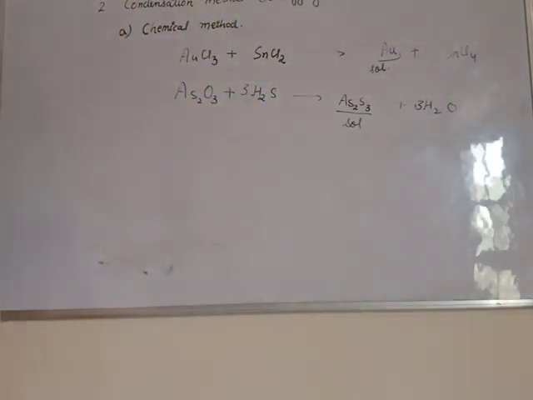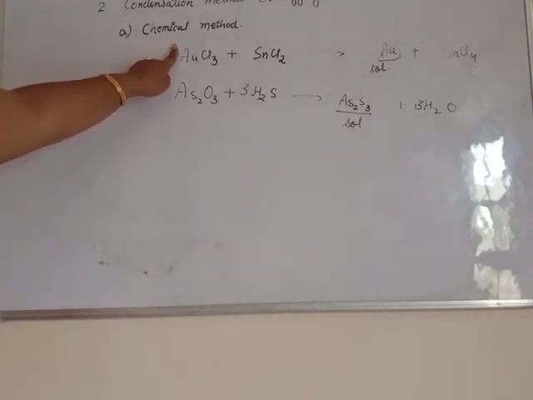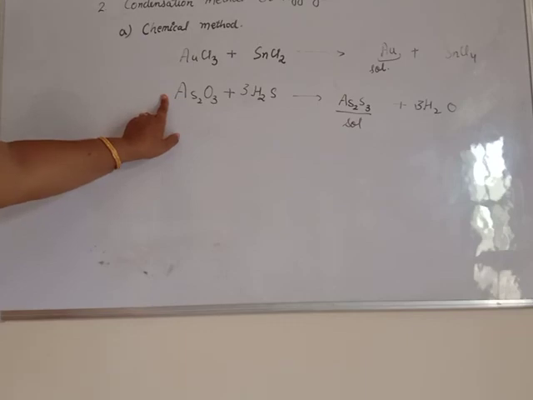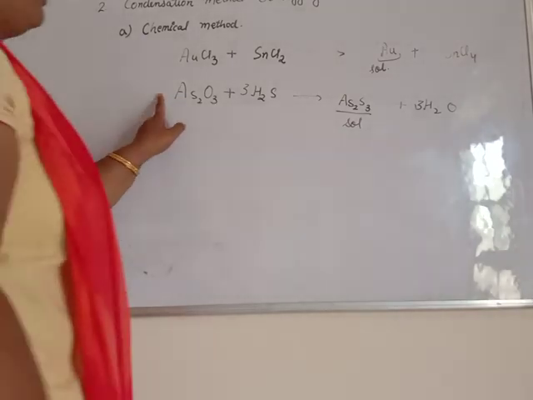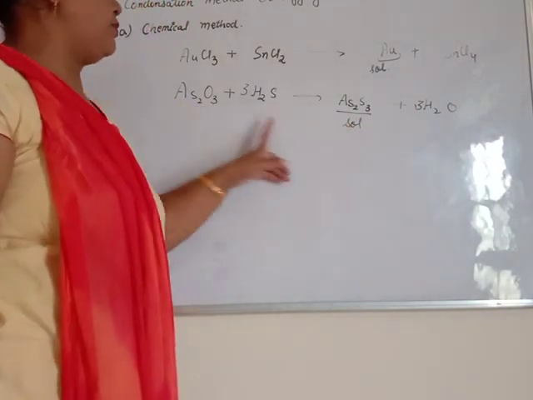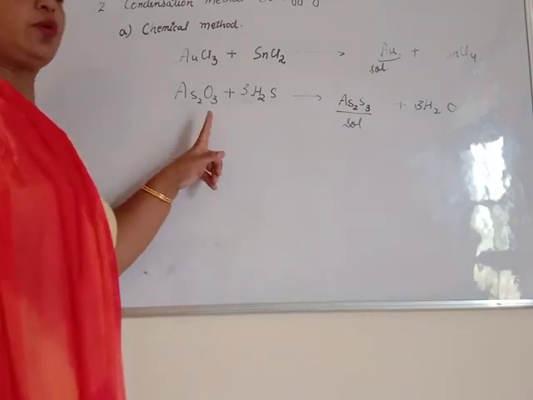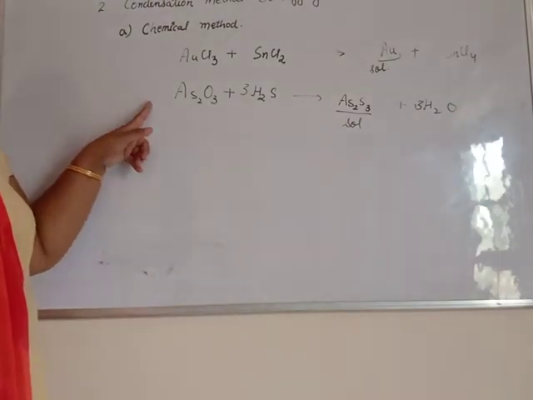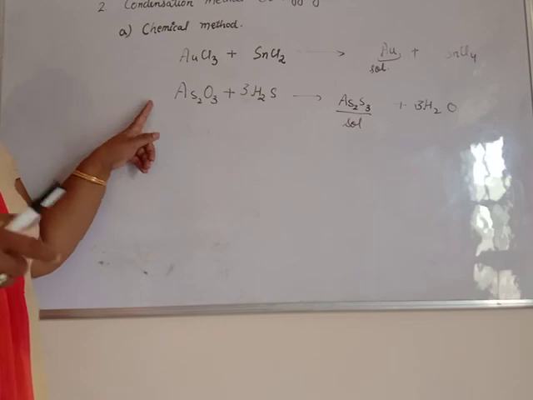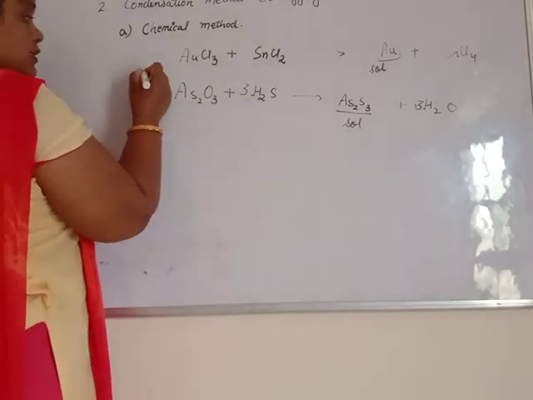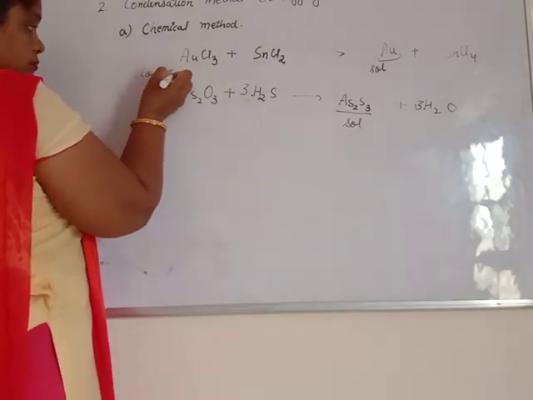This method is known as double displacement reaction. Beta, this is also under the heading of double displacement. Here the oxidation state does not change for any of the substances, so it is not included in oxidizing or reducing agent, but it is included in double displacement reaction.